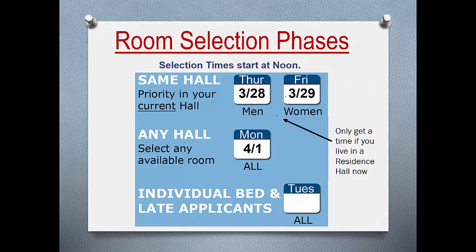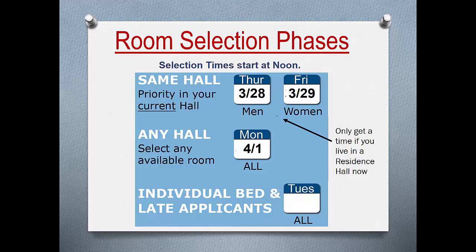You can select from any rooms that are available after the same hall selection. Any hall selection is for both men and women, and it begins at noon on Monday, April 1st. If you and your roommate applied for housing and have not yet selected a room or apartment, then we'll automatically include you in this process.